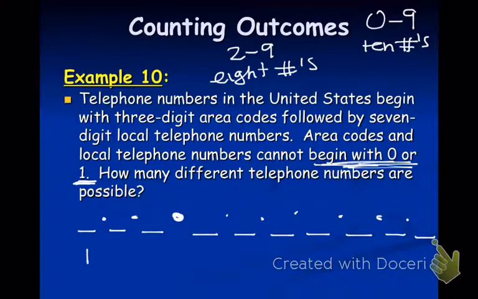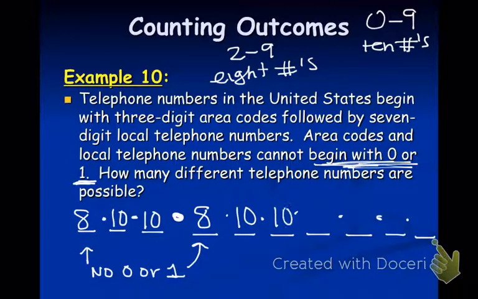So for the first spot, we can have no 0 or a 1. So we can only have 8 numbers to choose one from: 2, 3, 4, 5, 6, 7, 8, 9. On the next spot, we can pick any number from 0 to 9. So we have 10 choices here and 10 choices here. When the phone number begins, we cannot have a 0 or a 1 there either. So we only have 8 choices to pick from, and the rest of them we can put whatever we want from 0 to 9.